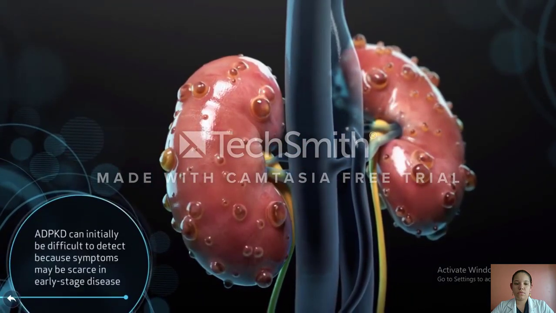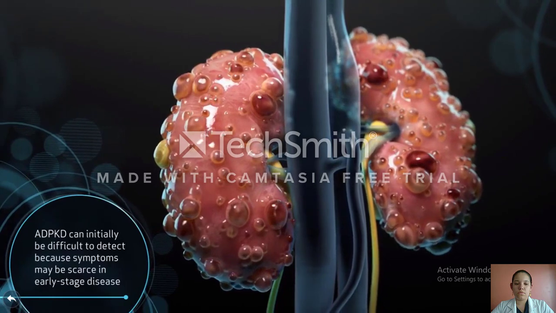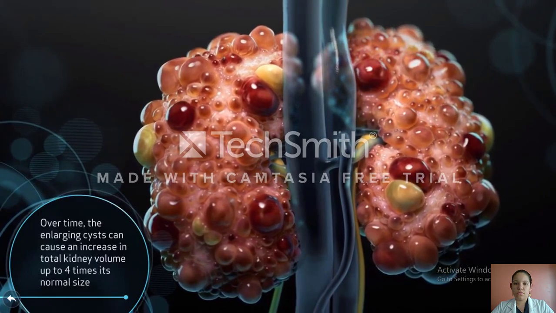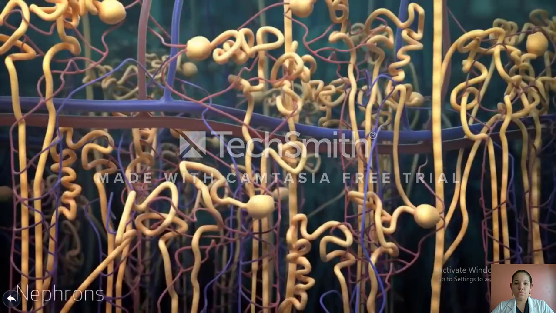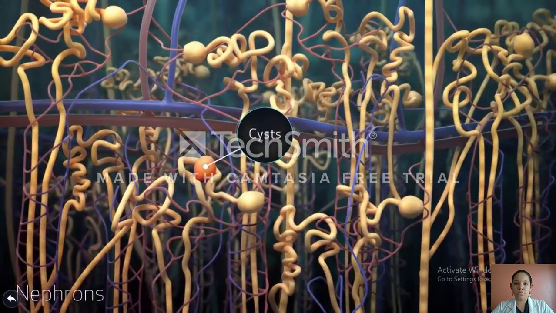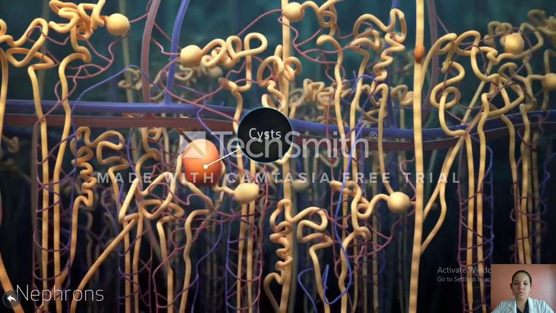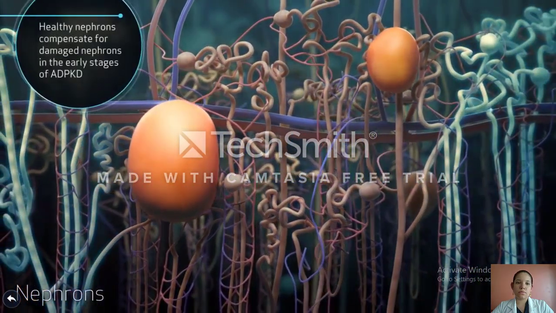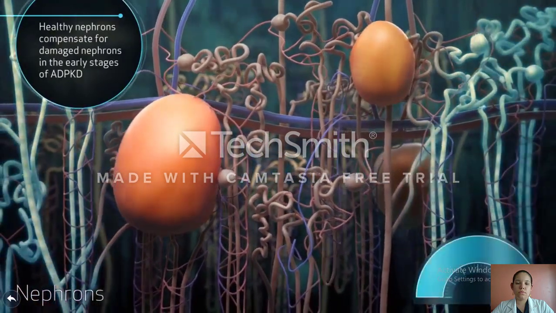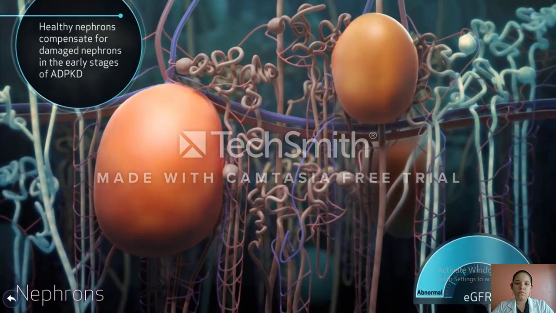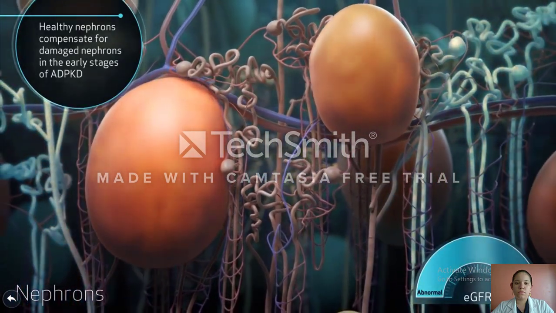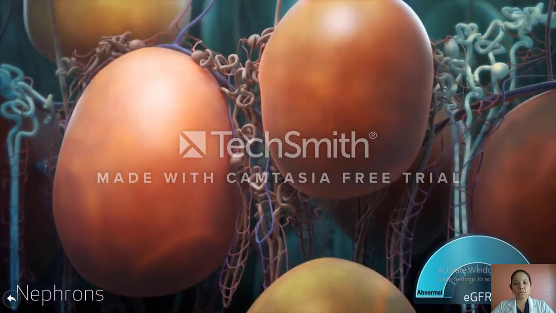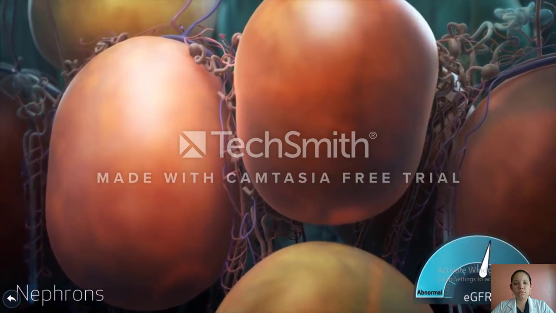ADPKD can initially be difficult to detect because symptoms may be scarce in early-stage disease. Over time, the enlarging cysts can cause an increase in total kidney volume up to 4 times its normal size. The development and progression of these fluid-filled cysts can contribute to compression and loss of the surrounding functional renal tissue over many decades. However, in early-stage disease, healthy nephrons compensate for damaged nephrons, causing estimated glomerular filtration rate, eGFR, to be normal or slightly reduced despite the fact that damage is occurring. eGFR can remain intact through prolonged periods of time due to compensatory hyperfiltration, but will ultimately decline steadily thereafter.